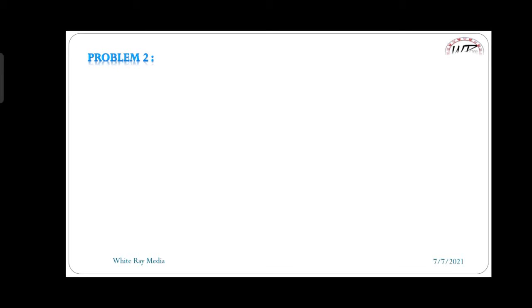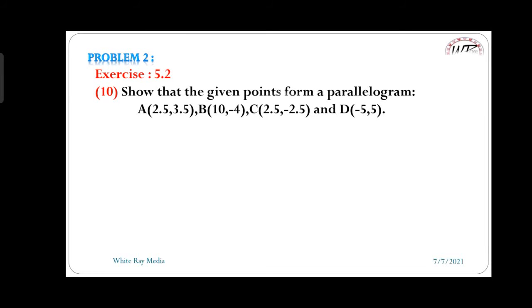Problem 2, exercise 5.2, 10th sum. Show that the given points form a parallelogram. Points A (2.5, 3.5), B (10, -4), C (2.5, -2.5) and D (-5, 5). Let us see the solution.